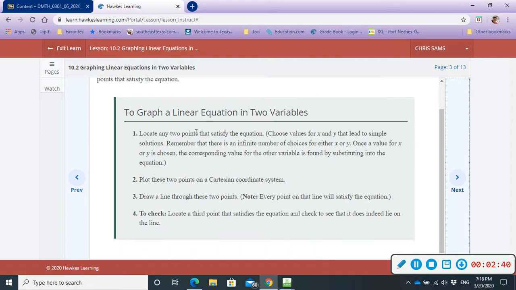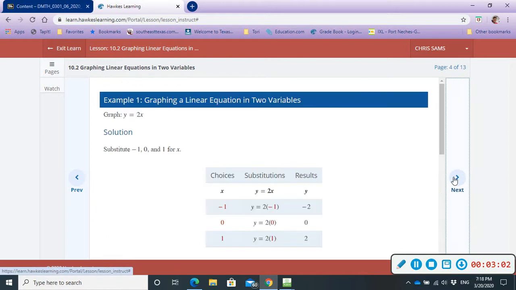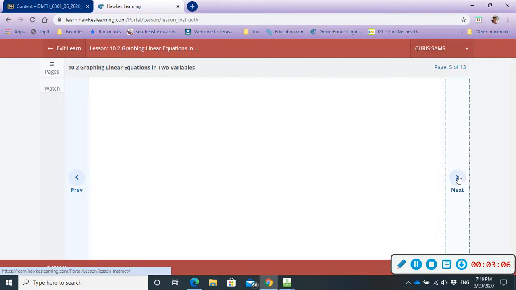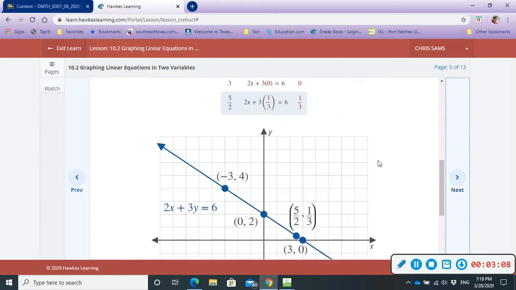Here's what they're talking about with graphing. Basically, this is saying that you need 2 points, 2 ordered pairs, and then you can plot those on the graph and draw a line through them. We'll do it in practice in Hawkes. But you need 2 points, plot them, draw a line through them, and then you can check a third point from the equation. Here are some examples that they're showing. Let's skip over these.